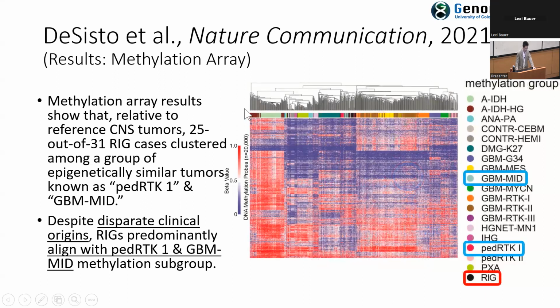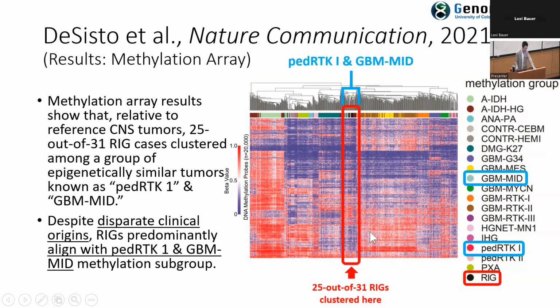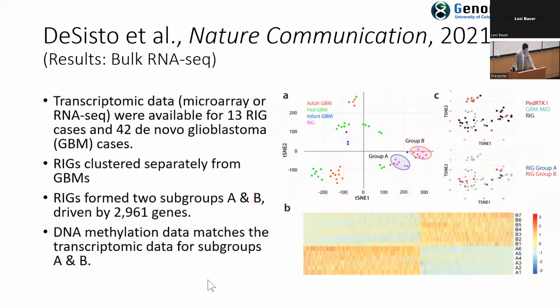This is also the dendrogram, but this time they're showing a full heat map of their findings right here. So obviously we have no idea what's going on here, but out of the 850,000 different biologically relevant targets, they're showing 20,000 of them. Likewise, it's the same idea, but now you get to actually visualize the methylation results over here. So once again, 25 out of the 31 RIGs are clustering here. And this is essentially where the PET-RTK1 and the GBM-mid are in the reference. From there, that's essentially their methylation data.